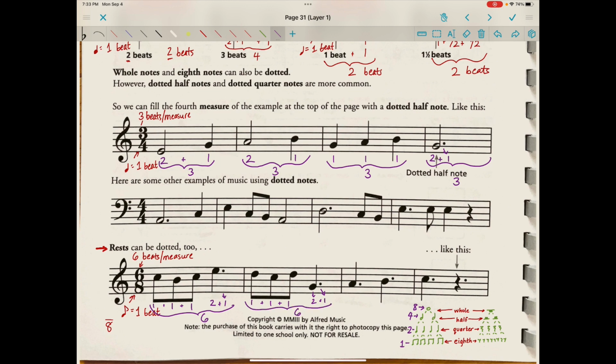All good. Then we have another dotted quarter note. So again, dotted quarter note gets 2. Its dot gets half of that, so 1. Same thing here, 2 plus 1. So altogether, total of 6 beats. Then we have another dotted quarter note. So again, 2 beats plus 1 beat for the dot.